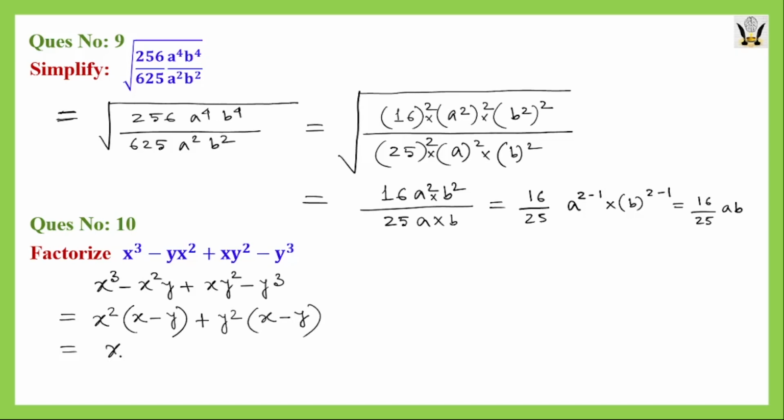So here what you can see is x minus y is the common factor, and in the second factor we will have x square from here, and from the second term we will have y square. So this will be the final answer.